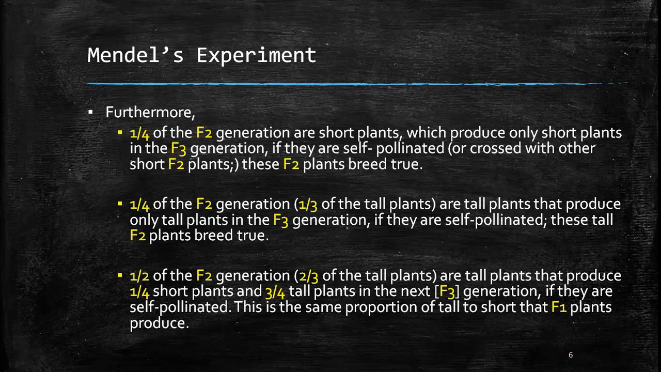1/2 of the F2 generation, 2/3 of the tall plants, are tall plants that produce 1/4 short plants and 3/4 tall plants in the next generation, which is F3, if they are self-pollinated. This is the same proportion of tall to short that F1 plants produce.